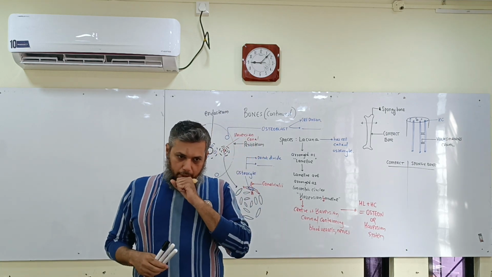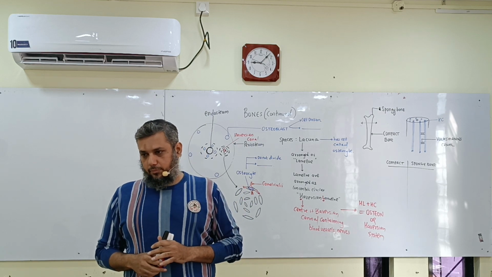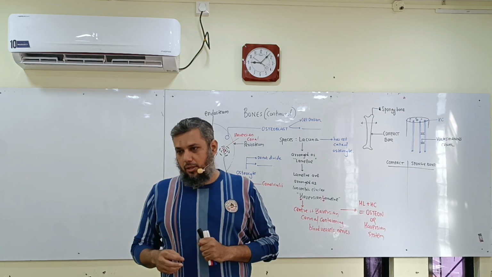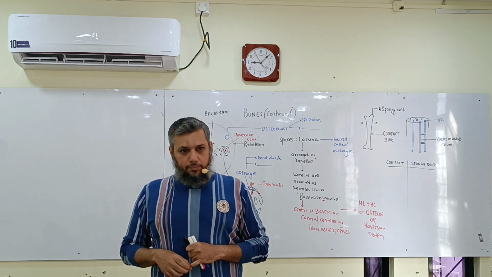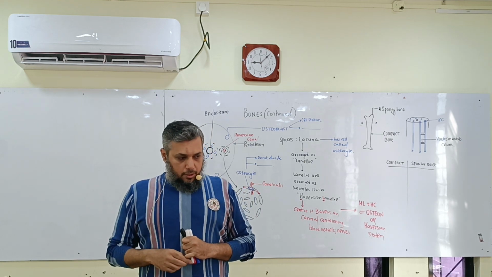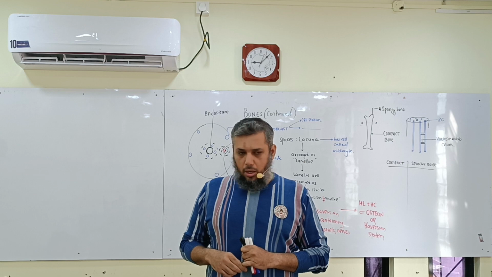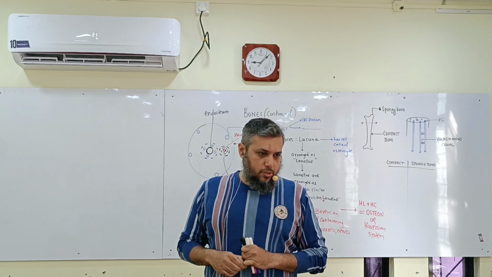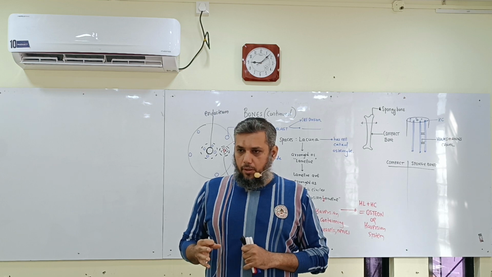What did I say about bone? Bone is a soft tissue, right? It is covered by a membrane called periosteum. And the inner membrane is the endosteum. It has a hard matrix. And the matrix shows the presence of cells called osteoblasts, osteocytes, and osteoclasts.